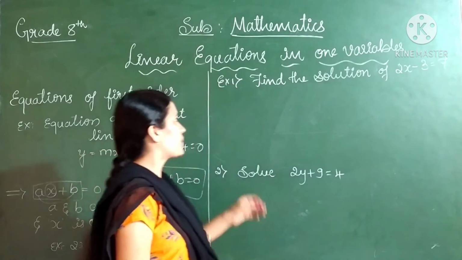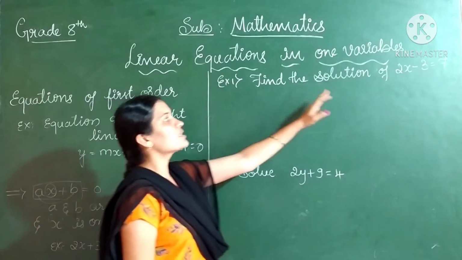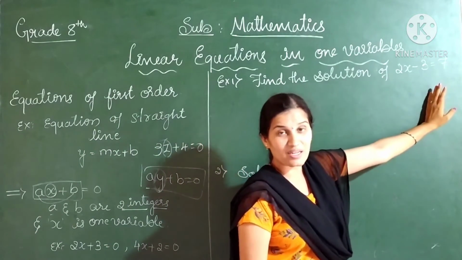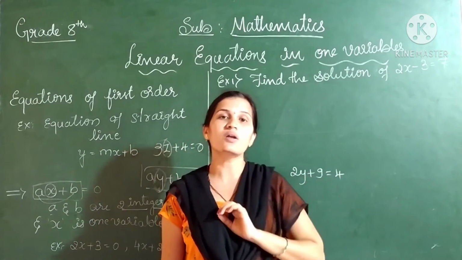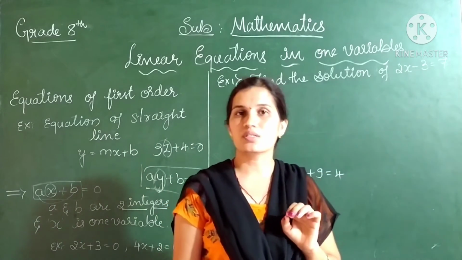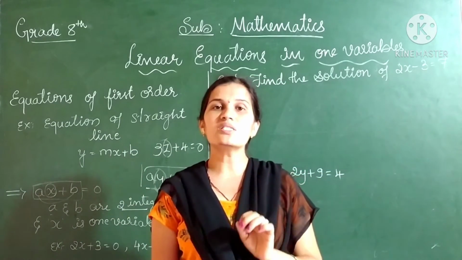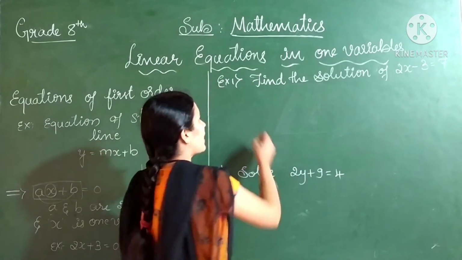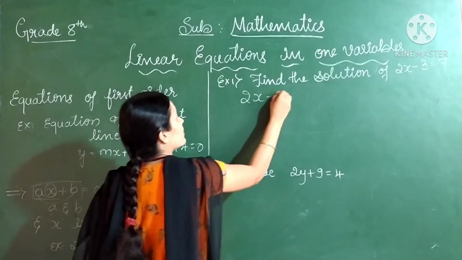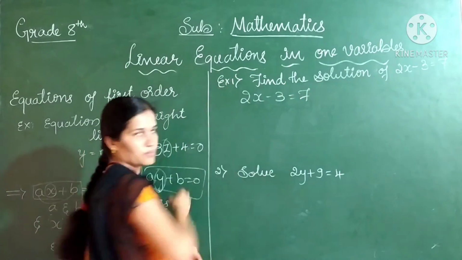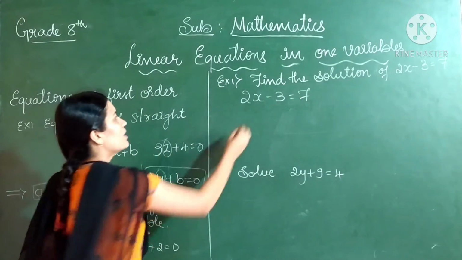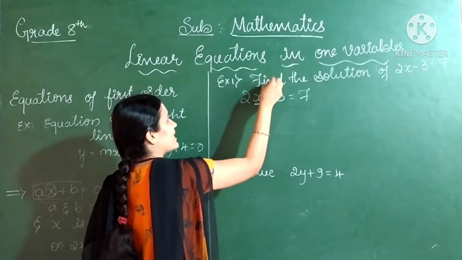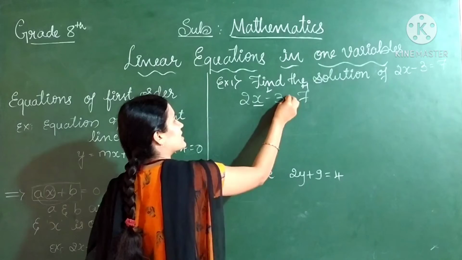Very first example. See here. Find the solution of 2x minus 3 is equal to 7. Here, solution means, don't get confused, finding the value of the variable. Okay? Here, which is the variable they have given? Observe here. 2x minus 3 is equal to 7. Which is the variable? x is the variable. If we consider this as LHS and this as RHS, right hand side, left hand side.